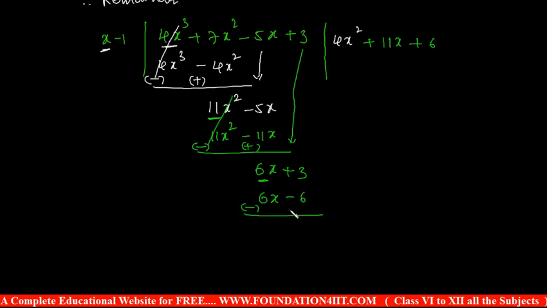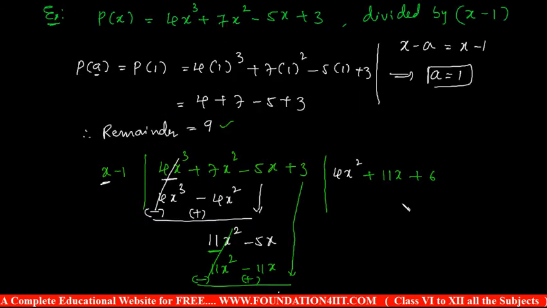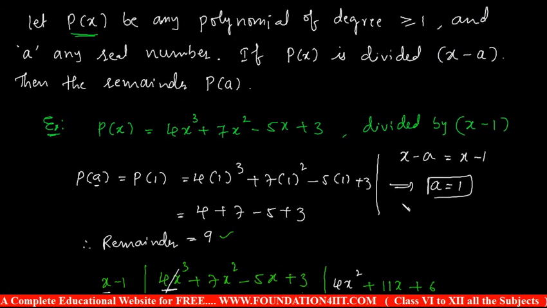You can subtract, this is change the sign. So here cancel this. 3 plus 6 is 9. Yeah, we got the remainder is 9, right? So no need of doing all this division. Instead of doing division, we can apply this rule directly, based on the statement.